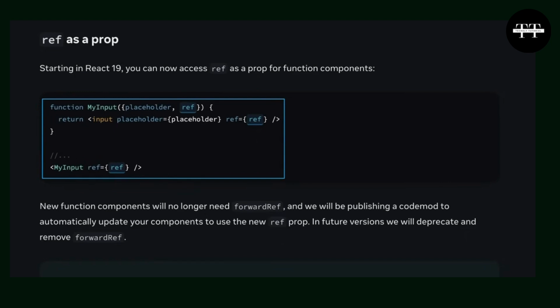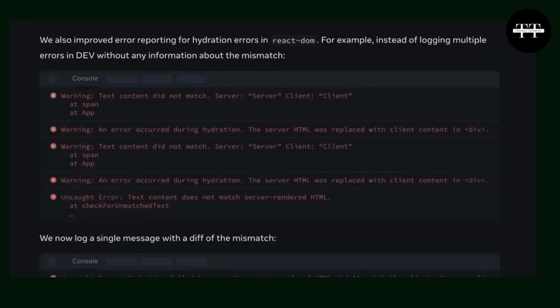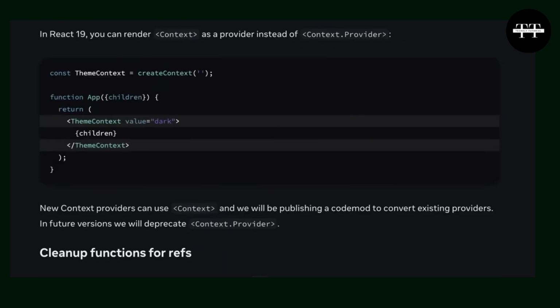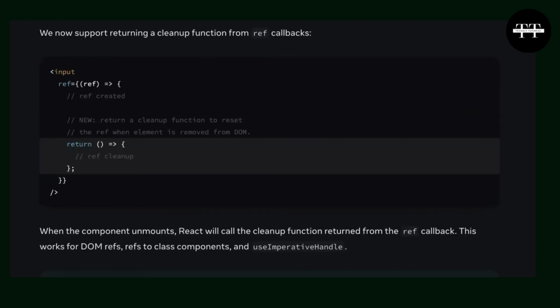React 19 is also loaded with lots of smaller quality-of-life improvements. You can now access ref as a prop in function components. This means you no longer need forwardRef in many cases. There's a codemod coming to help you transition your codebase. Hydration errors are now more understandable. React will give you a single, more detailed message rather than multiple cryptic warnings, helping you debug SSR mismatches much faster. Instead of Context.Provider component, you can now just render context directly for providing context values.